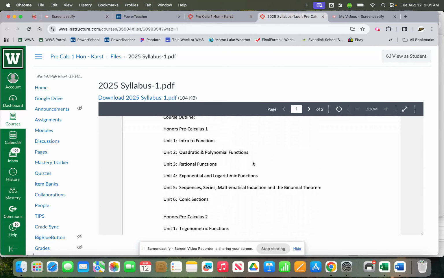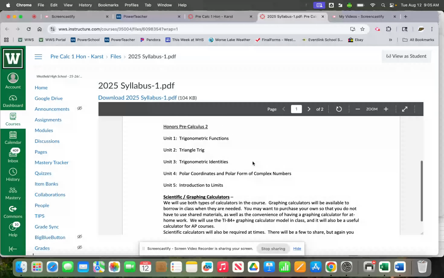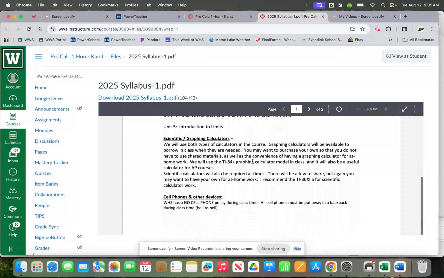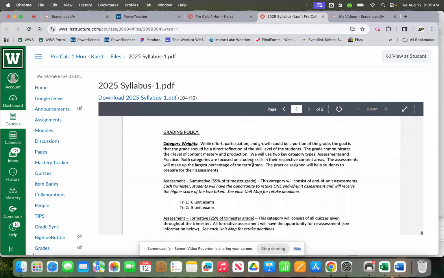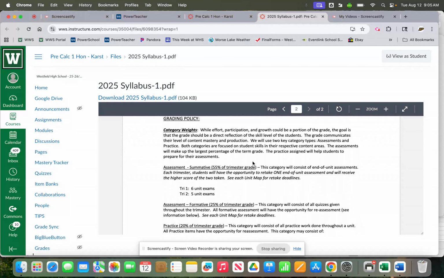In the syllabus, we have the topics that we'll discuss in each class, 6 units in Honors Pre-Calc 1 and 5 in Honors Pre-Calc 2. Some information about technology within the classroom and grading policy, and this is what I want to spend a little bit more time on. We use categoric weights, so the trimester is graded 85% with the trimester component, what you're seeing here, and then 15% for a final exam, something they'll do in the last couple days of the class.